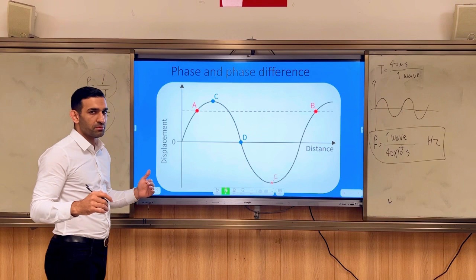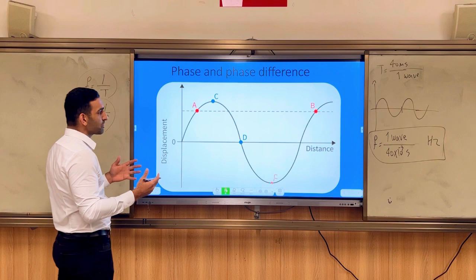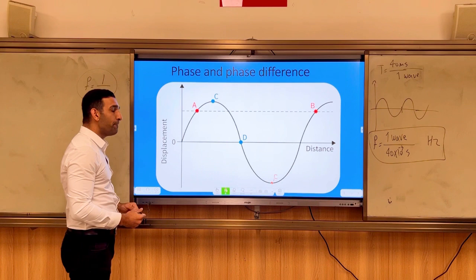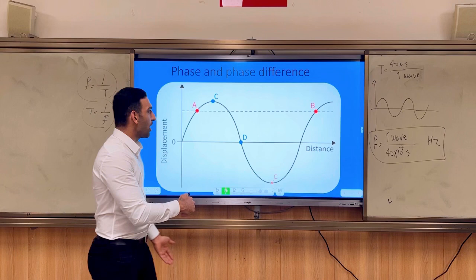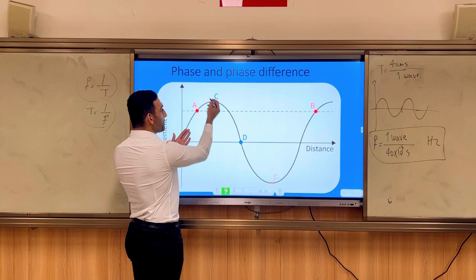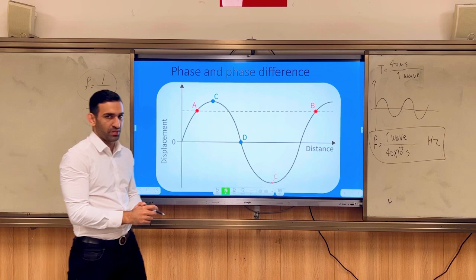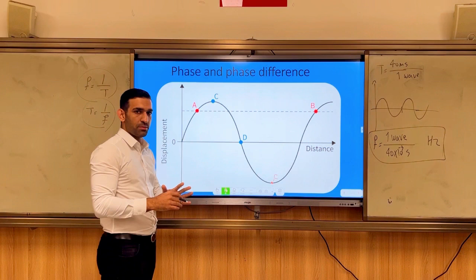But at the time they reach the highest and the lowest point, sometimes one of them is ahead of another one or behind the other one. Like here, C is ahead of A, D is ahead of C, and A is behind C. So what is happening here? A phase difference is happening between these particles. Sometimes there is no phase difference between them.